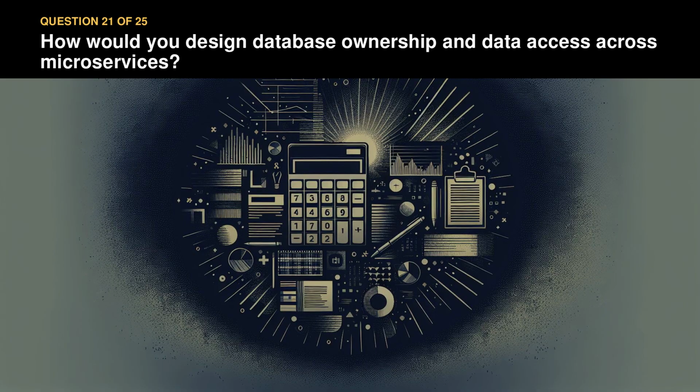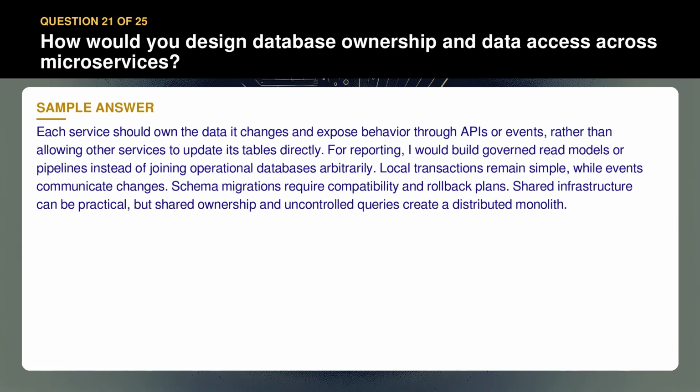Question 21. How would you design database ownership and data access across microservices? Each service should own the data it changes and expose behavior through APIs or events, rather than allowing other services to update its tables directly. For reporting, I would build governed read models or pipelines instead of joining operational databases arbitrarily. Local transactions remain simple, while events communicate changes.